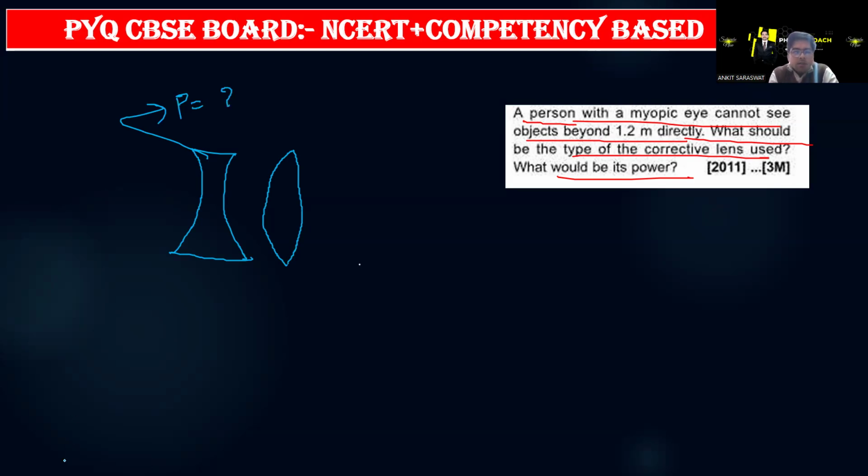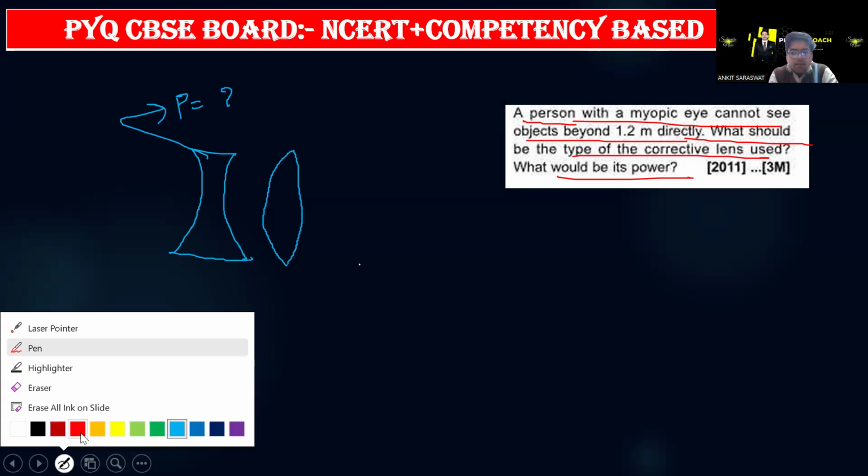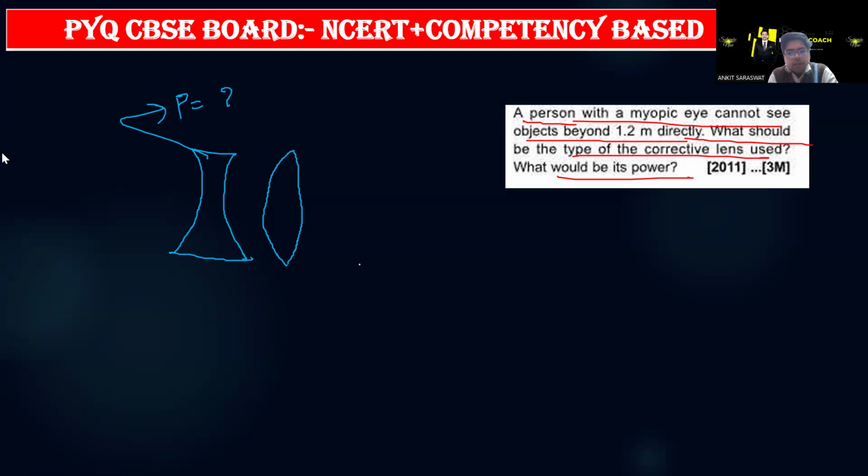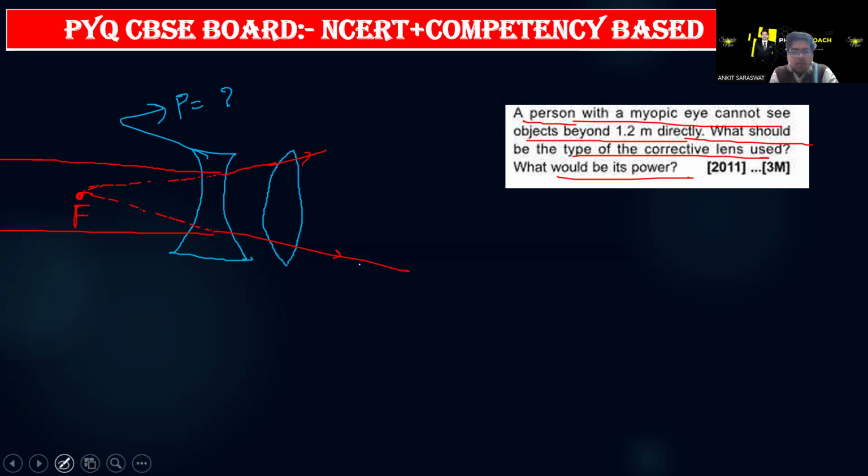So we know that the object is at infinity, so the lines are coming parallel like this. This will diverge like this. When you take it back, our concave lens is going to form an image at its far point. So this is the far point which is shifted. So the image is going to form here. Is it clear? Now for the concave lens, this is our image distance.